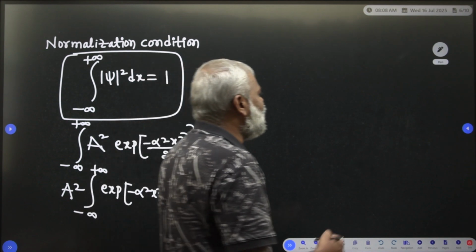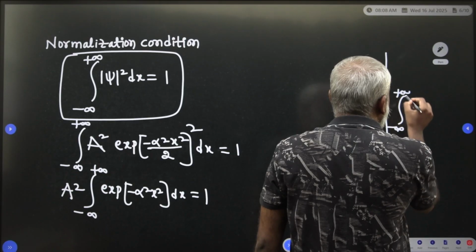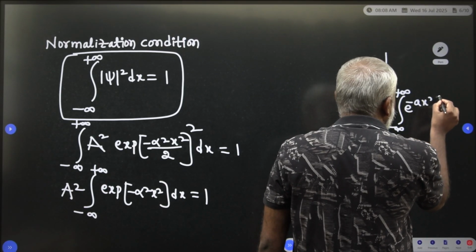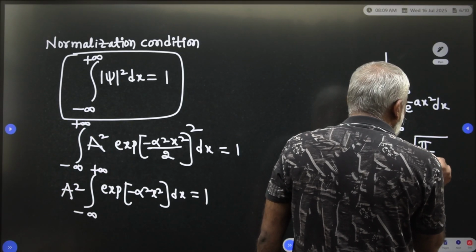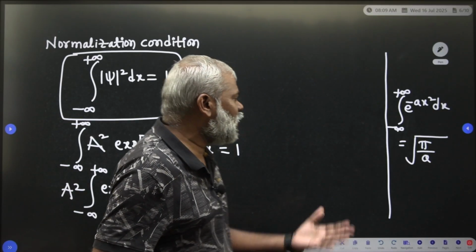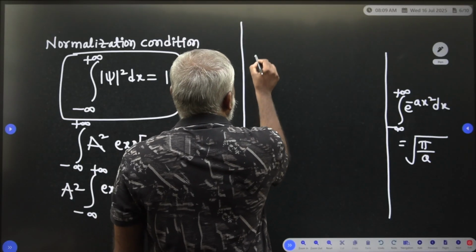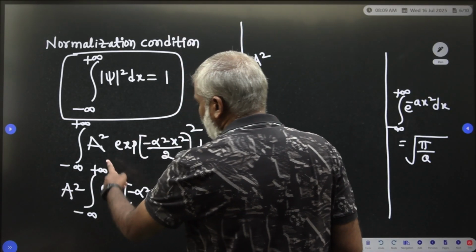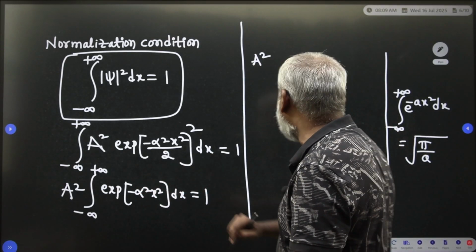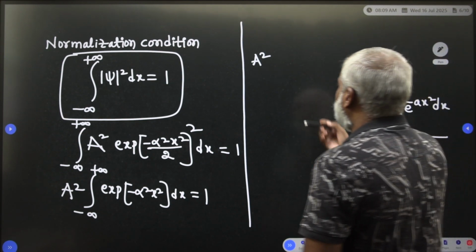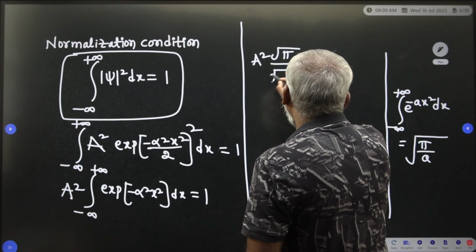But you know the standard integration. What is the standard integration? The integral from minus infinity to plus infinity of e to the power of minus a x square dx is equal to root pi by a. This expression you know already, and this formula we are using. So therefore, a square into the integral from minus infinity to plus infinity of exponential, instead of a, alpha square is there. So therefore, root pi divided by root alpha square.